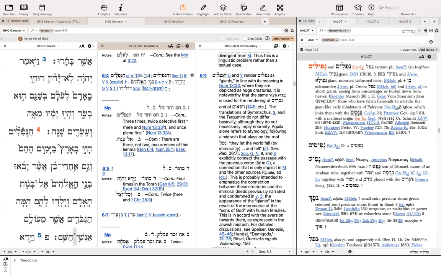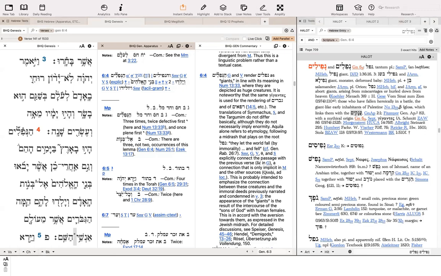And it gives us a little theta here for Theodotion. And it's also this way in the Vulgate and in the Syriac. And it tells us here with this little dagger at the end that there is more about this in the end commentary. And that's what's over here in this third window. Here is the end commentary for 6.4, and it has Hanephilim. And so this is what it tells us here.